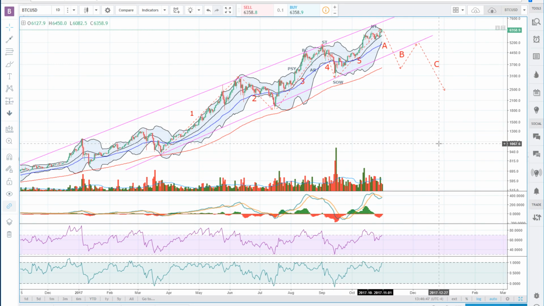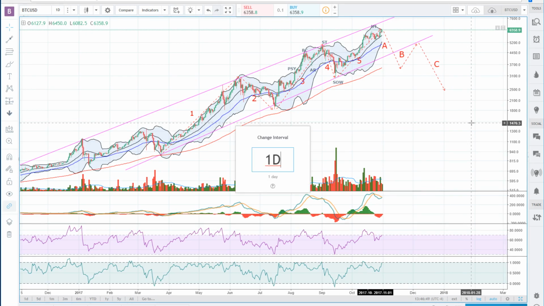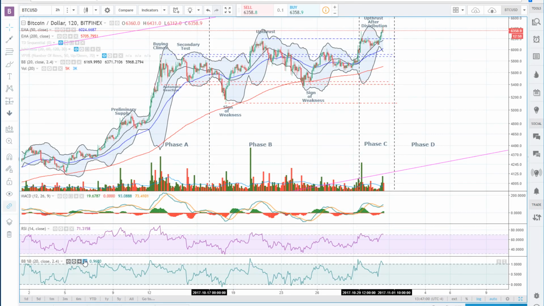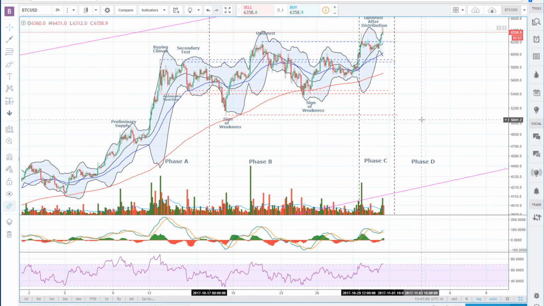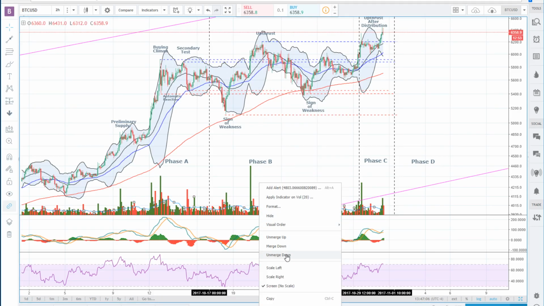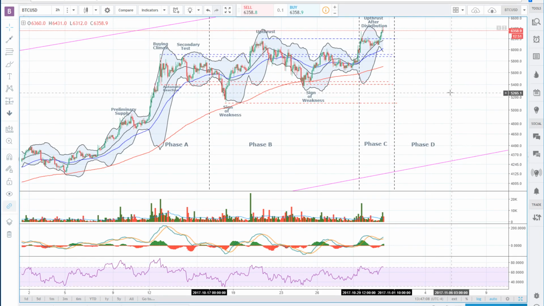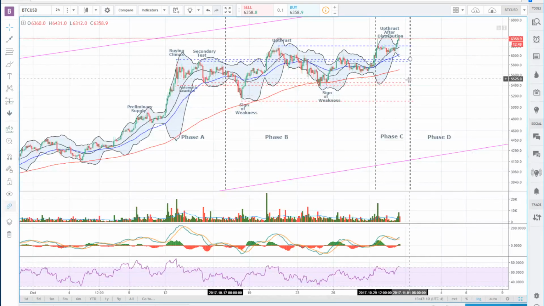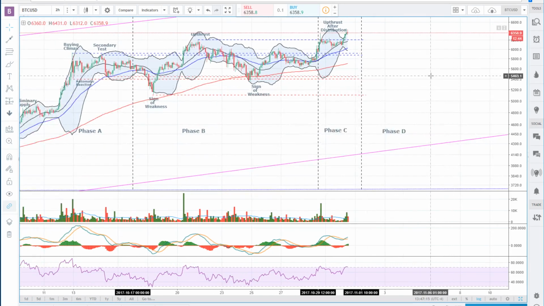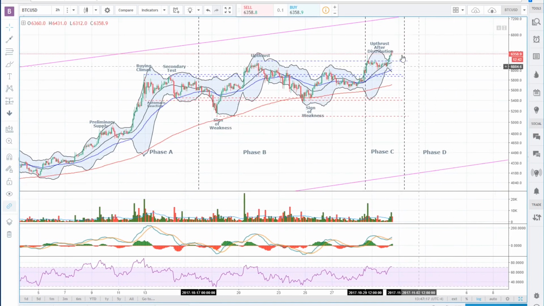Okay, so let's actually talk about the current distribution phase that I've been talking about, the Schmidt distribution phase. So let's go to the 120-minute candles. Let's actually get rid of you, and let's put you down here. All right. So the question is, are we still doing this? Is this what we're doing? What's going on here? Are we gonna eat shit?